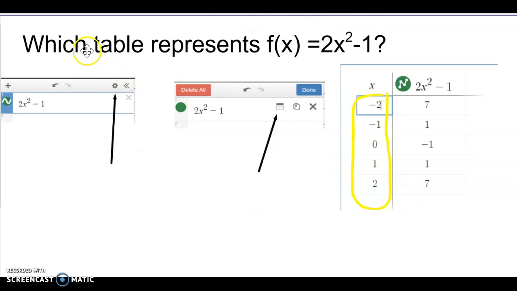Okay, you might see a problem that says which table represents f of x equals 2x squared minus 1. We go to Desmos, type in 2x squared minus 1. We click on our settings button, and when that happens, we'll click on our table, and then we're given our table right here. These numbers you can delete, so if it asks you to find, like if it was 5, 6, 7, 8, and 9 right here, you would just erase this and type in 5, 6, 7, 8, and 9.